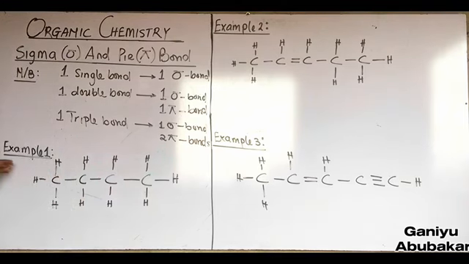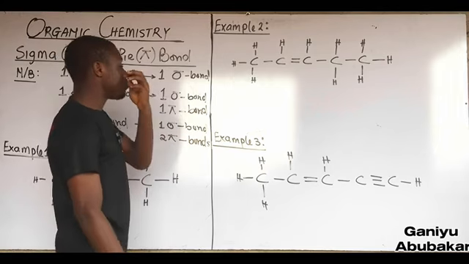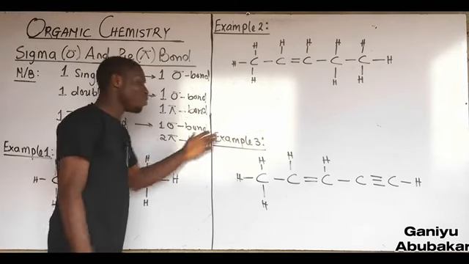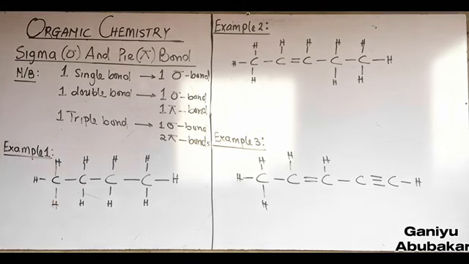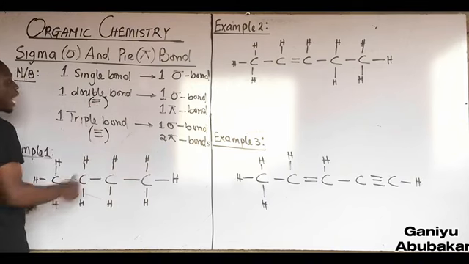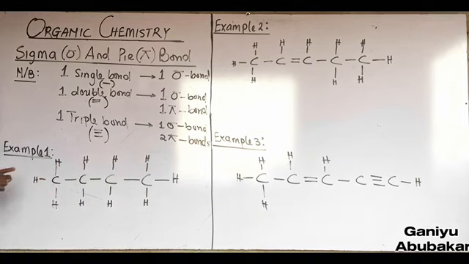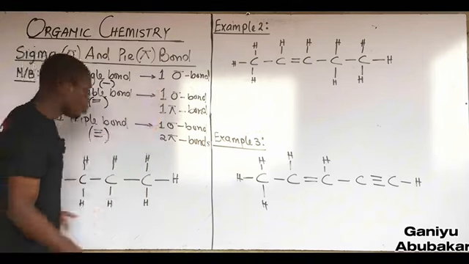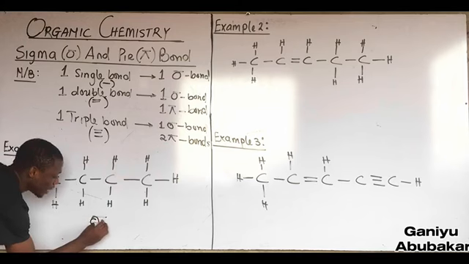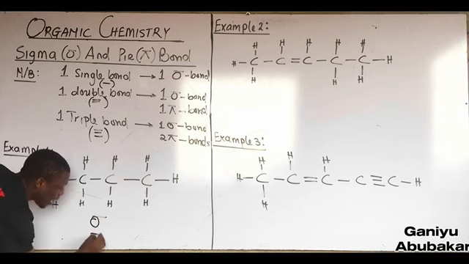All right, example 1, 2 and 3. We are told to find the total number of sigma bonds and total number of pi bonds here. So how do you get the total number of sigma bonds and pi bonds in these three examples? Let's get number 1 done. Looking at this one now, I'm just seeing single bonds all throughout. Single bond, single bond, single bond, single. They are all single bonds here. No double bond, no triple bond. So for a single bond, there's one sigma bond. So let's count the number of sigma bonds and the number of pi bonds here.